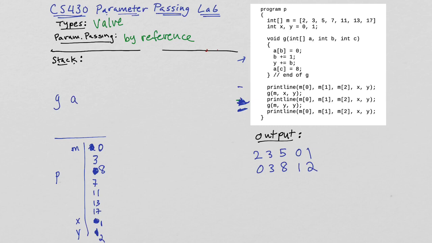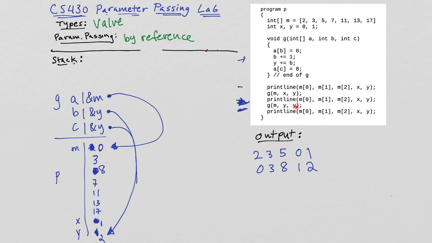A is being passed the address to M as before. Y is now being passed into B, so this is the address of Y, and this is the address of Y. Both of these are referring to this same value, and A is referring to M. So that's what I get from this line.